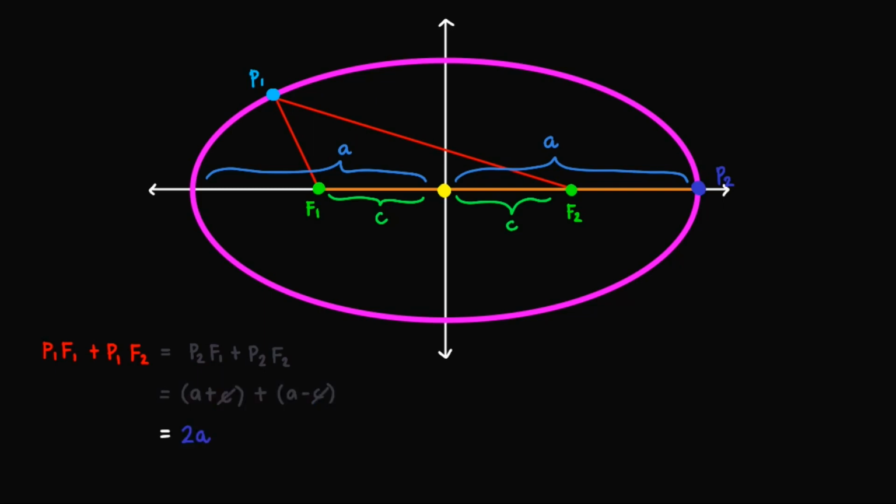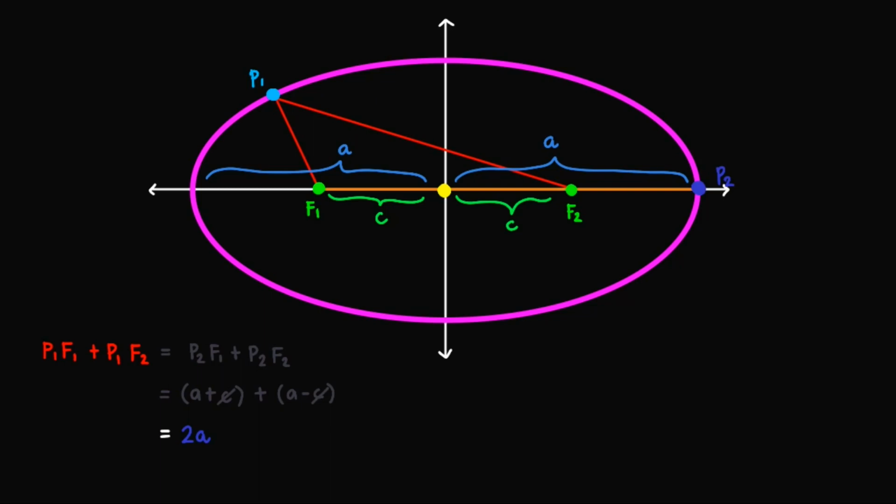And so in general, that is how it works. The sum of the distances from one point to the first focus and the second focus is equal to 2A, or the whole major axis. So that is true in general, so take note of that one, and we'll be using that later on in our derivation.